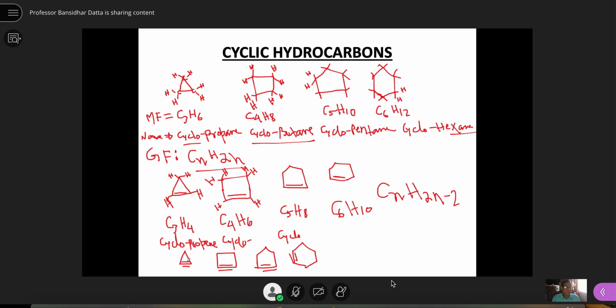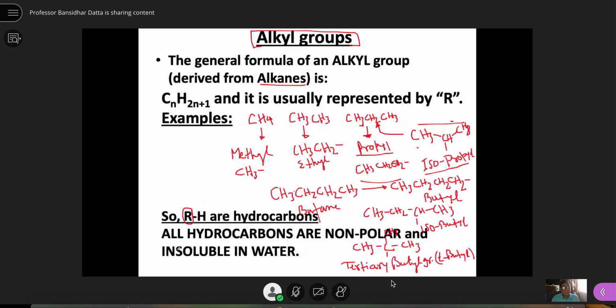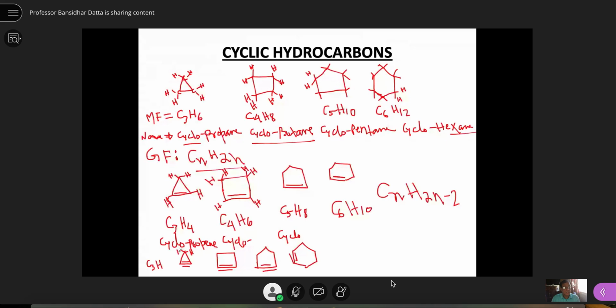Molecular formula of this one is C3H2. Come on, two. There you go. Thank you. Next one.